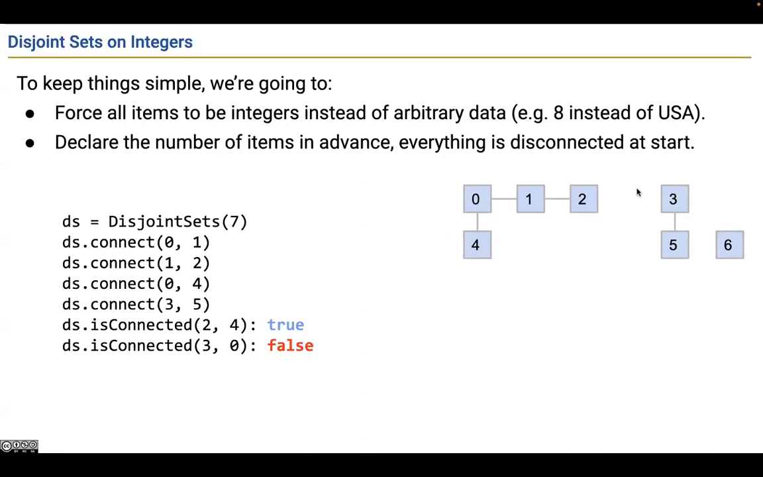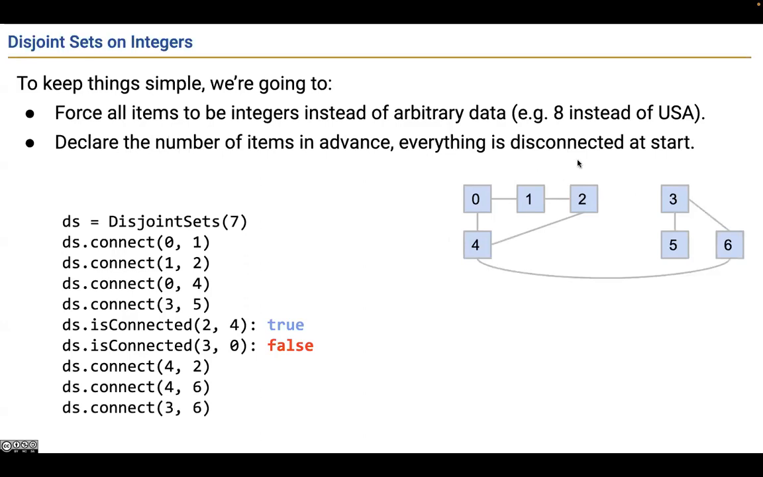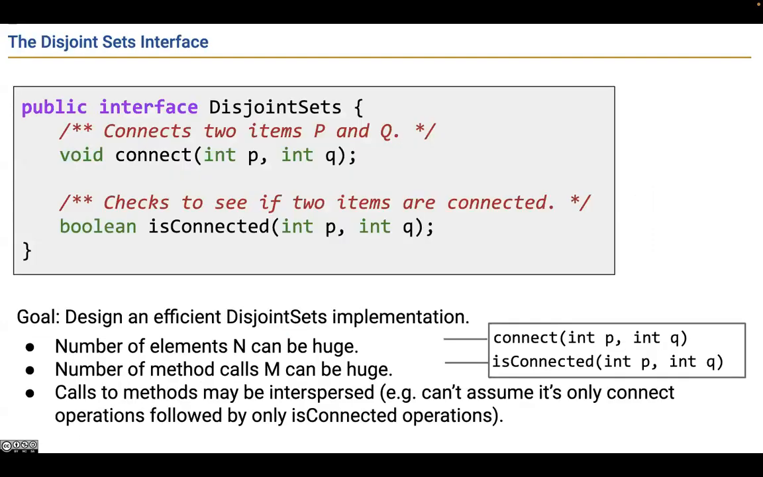But remember, connections can change over time. So I could say, let's connect 4 and 2. Let's connect 4 and 6. Let's connect 3 and 6. Hooray. And now, suddenly, if I ask if 3 and 0 are connected, the answer is now true, because there are some connections that connect 3 and 0 together. OK, so the same thing as the China, USA, Mongolia example, but I made 2 simplifications to make our lives a little bit easier. OK, great.